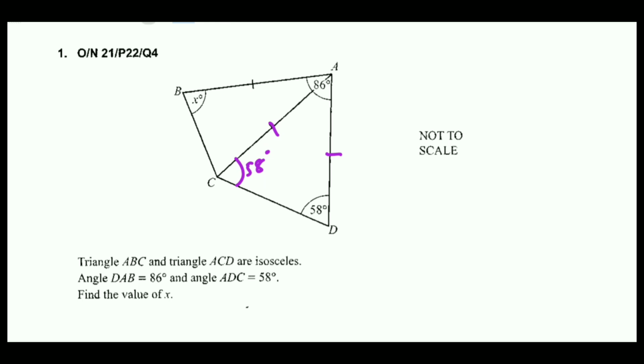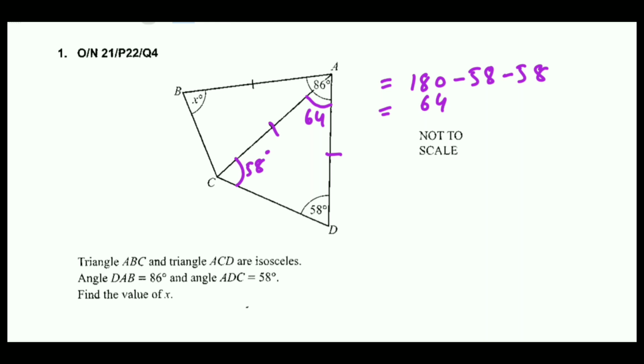So these two angles will be same. Now what we will do? We will find this one angle of this triangle, angle A. To find angle A, you can subtract 58 and 58 from 180, because the angle sum of a triangle is 180 degrees. 180 minus 58 minus 58. You will subtract angle C and angle D from the triangle and you will get 64. So this angle will be 64.